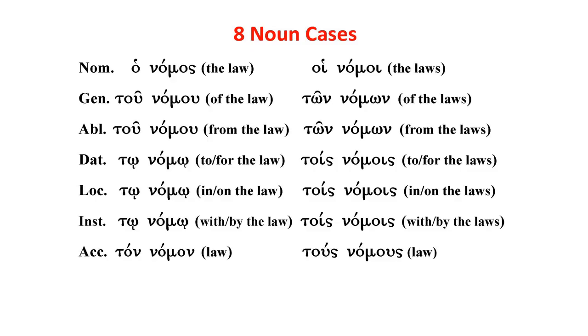And now we come to the seventh case form, that of the accusative. And here you have for the singular ton nómon or plural tous nómous. And the accusative, as I've already mentioned, is going to be the case form for the object in a sentence, usually just direct object. And here I've translated it just law. You could translate it the law for the singular. And in the plural, actually, it should be translated laws for tous nómous.